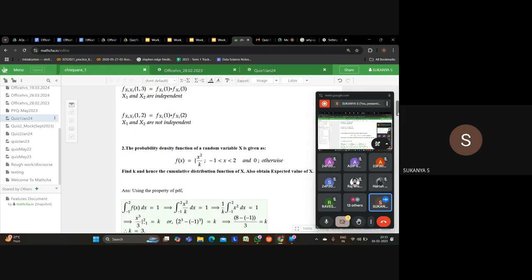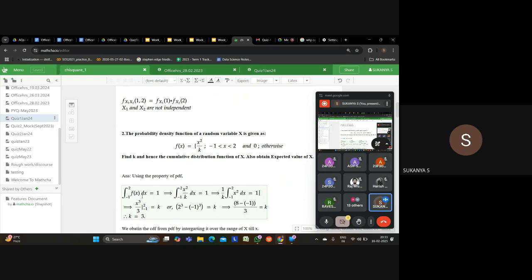Okay, what it says is integral minus 1 to 2 f of x dx should be equal to 1. This is the range of this particular random variable x. So f of x is x square by k. Integral minus 1 to 2 x square by k dx is equal to 1. Since k is a constant, taking it outside of the integral, you get 1 by k times integral minus 1 to 2 x square dx is equal to 1. Now the integral of x raised to n is x raised to n plus 1 divided by n plus 1. Here the value of n is 2, so you get x cubed divided by 3 over the limit minus 1 to 2.